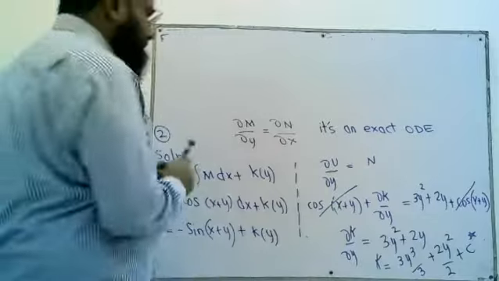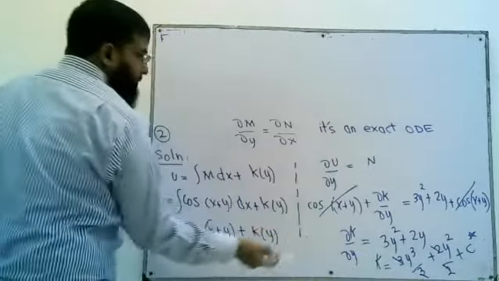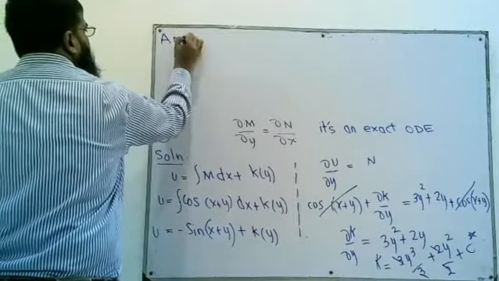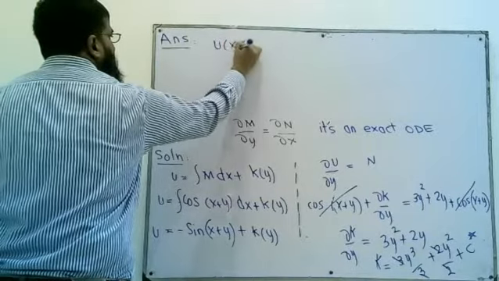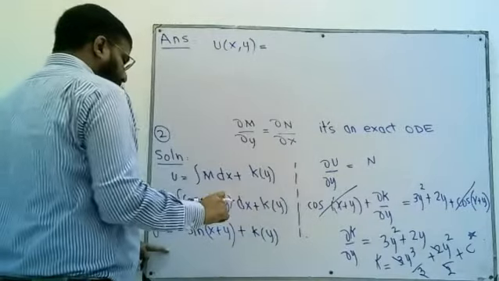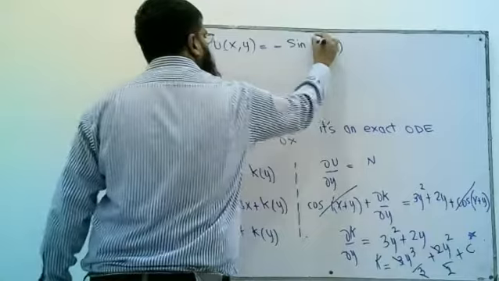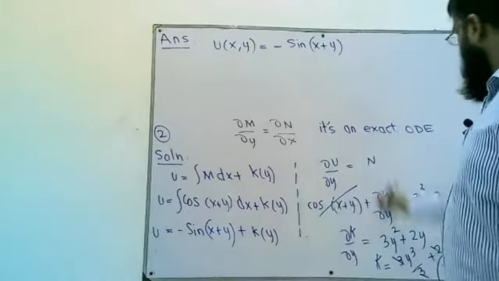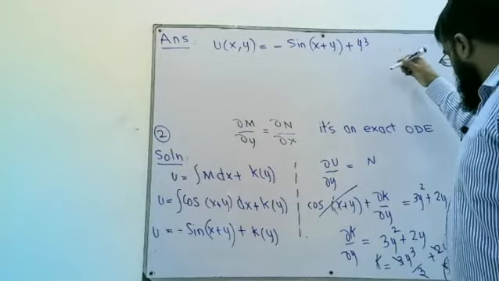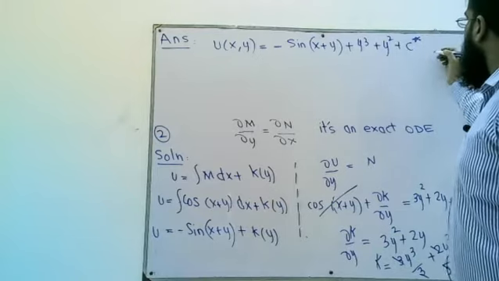So now we are ready, because we have computed k, that is y cubed plus y squared plus a constant. So now we are ready to write the answer. Your solution, your answer, is u of (x,y) is sine of (x+y) plus k of y, that is y cubed plus y squared plus a constant.